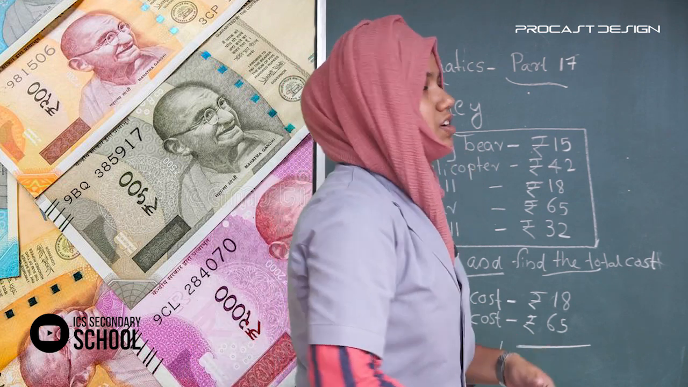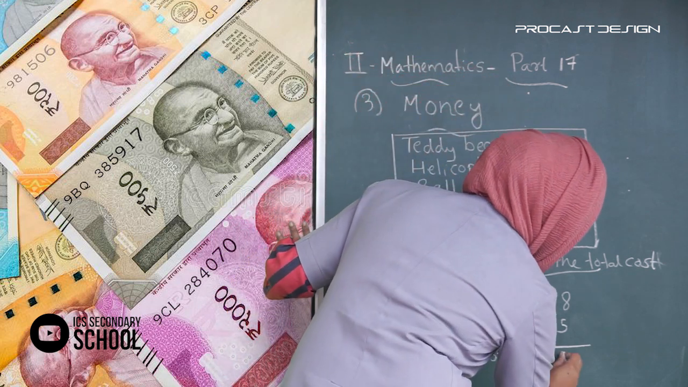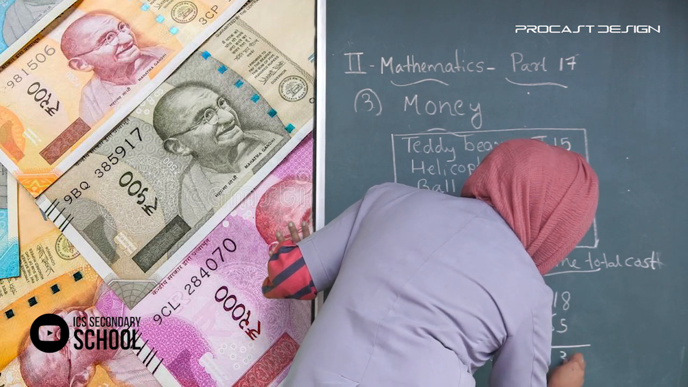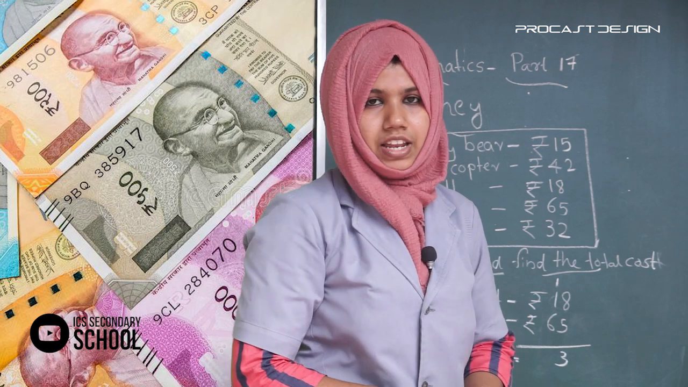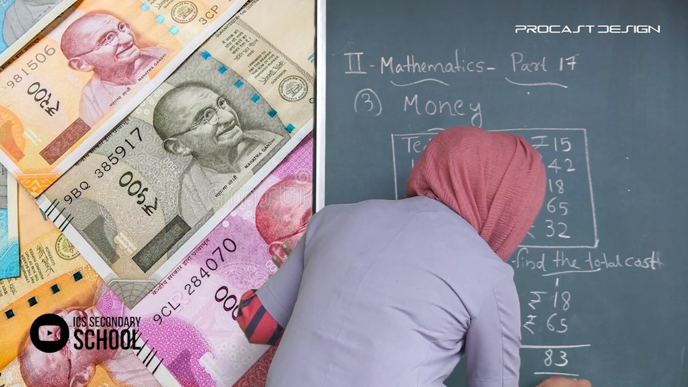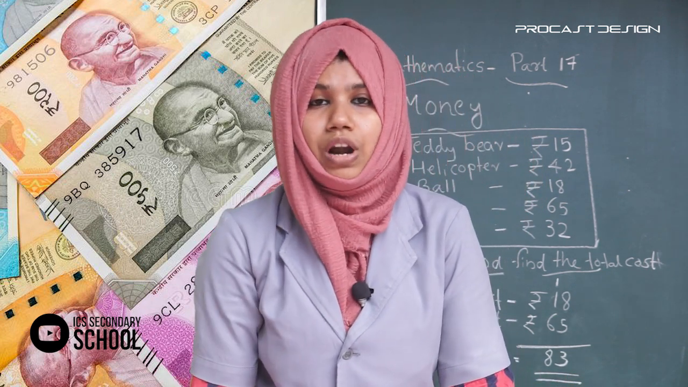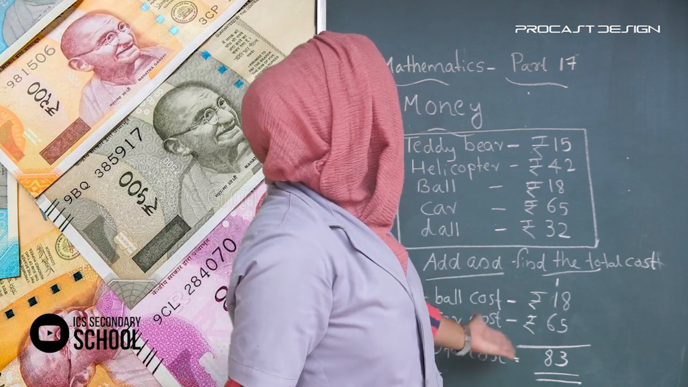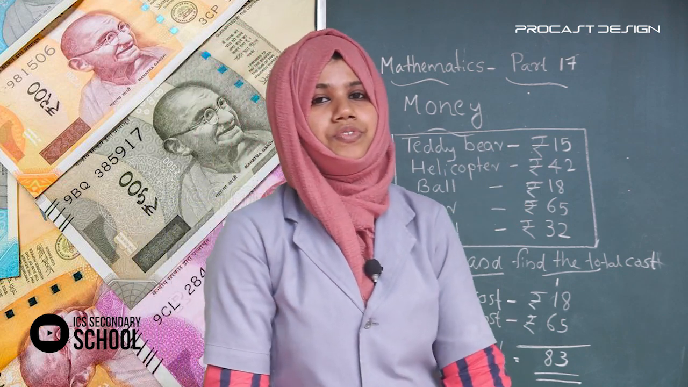Total cost. First, 8 plus 5 is 13. And carry 1 here. 1 plus 1, 2. 2 plus 6, 8. So this is the total cost of ball and car. Like this we can add the prices of each toy given.